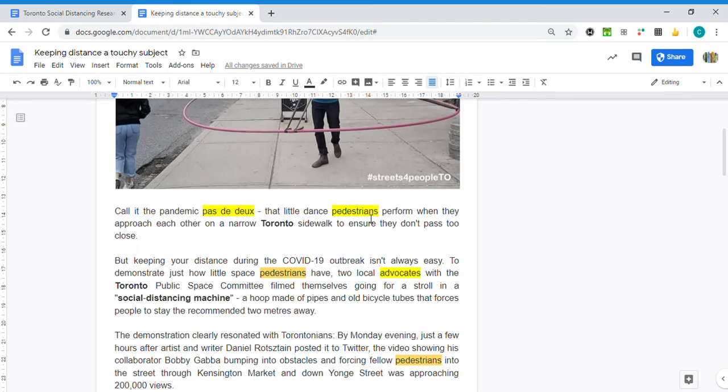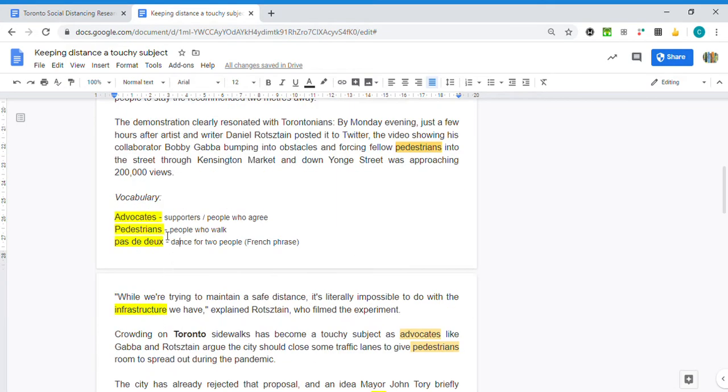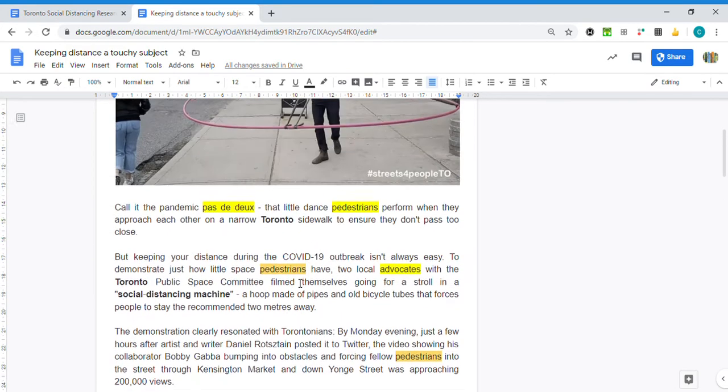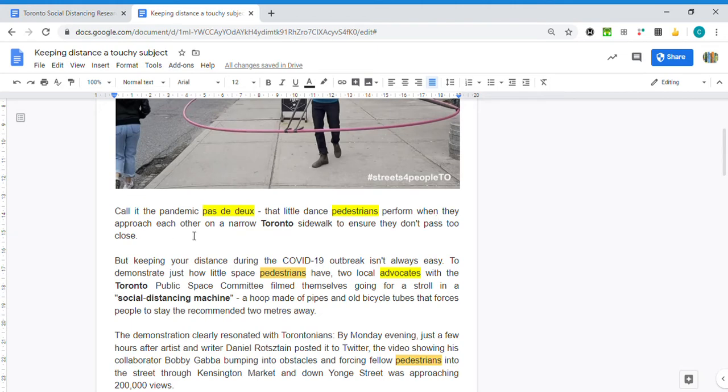"A little dance where pedestrians", pedestrians means people who walk a lot, "perform when they approach each other on a narrow Toronto sidewalk to make sure they don't pass too close." Okay, so in other words, people who are walking have to be careful, kind of like move around each other because Toronto sidewalks are narrow. Does this have any information that so far relates to challenges? Maybe I could say from this page that, okay, maybe it's because Toronto sidewalks are narrow.